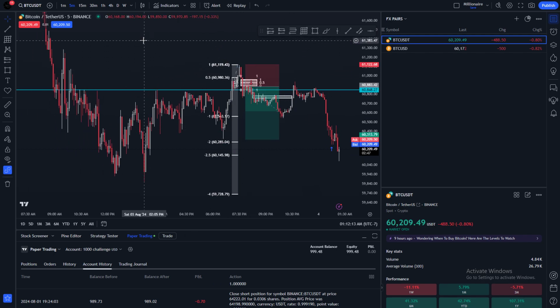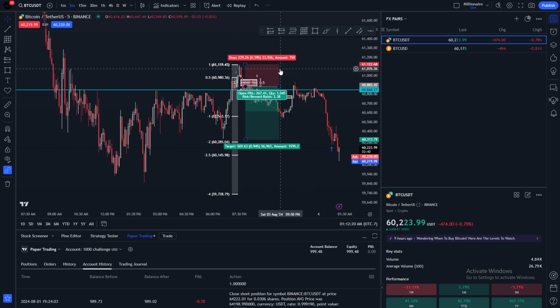Couldn't take a trade earlier today, so I had to take it pretty late, but I still took it, hit take profit, and it is what it is. So that's basically it for today.